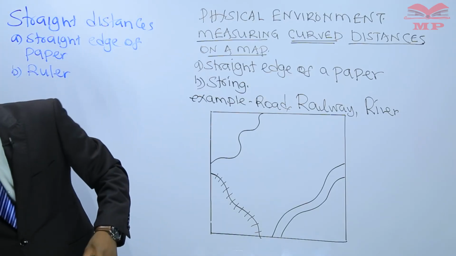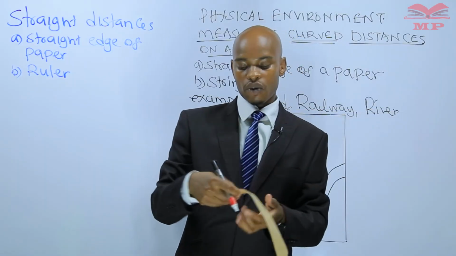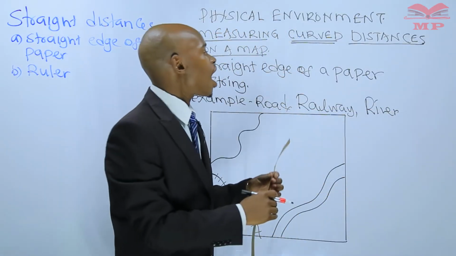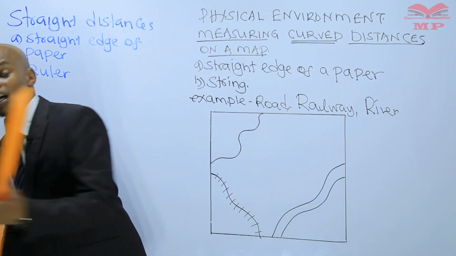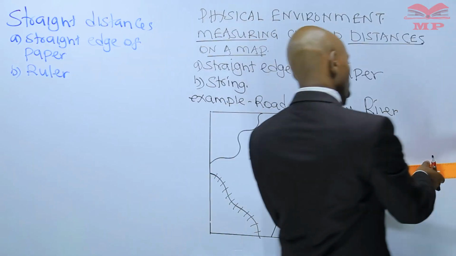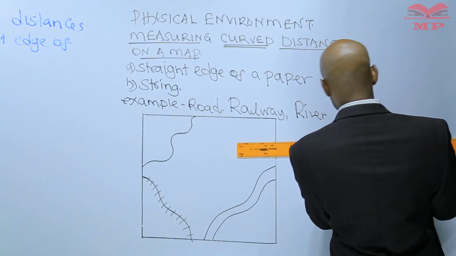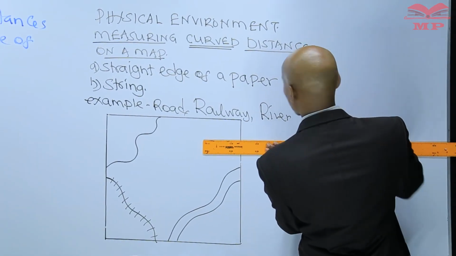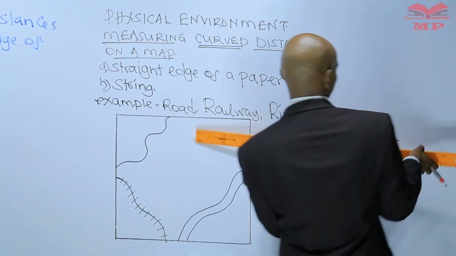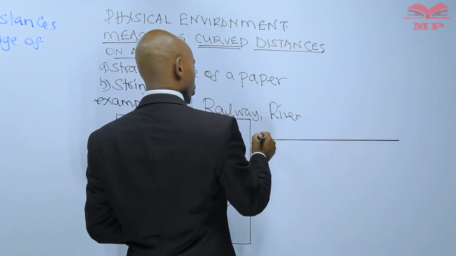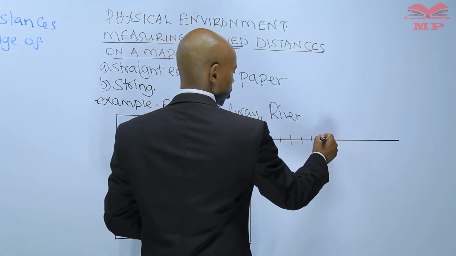This is our straight edge of a paper, and it is the one that I will be using to demonstrate how to get your distances. Before we start measuring, we shall have our scale. We are supposed to have our scale here. Remember, it is in the scale where we shall get our measurement. Remember our linear scale, how it looks.